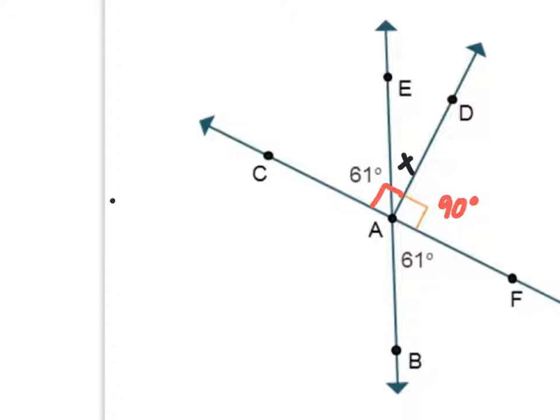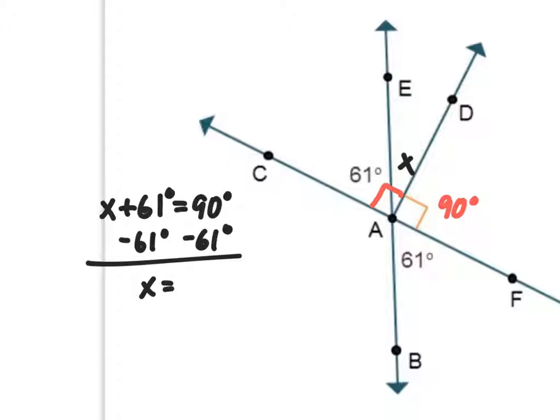So I'm going to do X plus 61 degrees is equal to 90 degrees. Then I'm going to subtract 61 degrees from both sides, and I get X is equal to 29 degrees. So I know that angle EAD is 29 degrees.